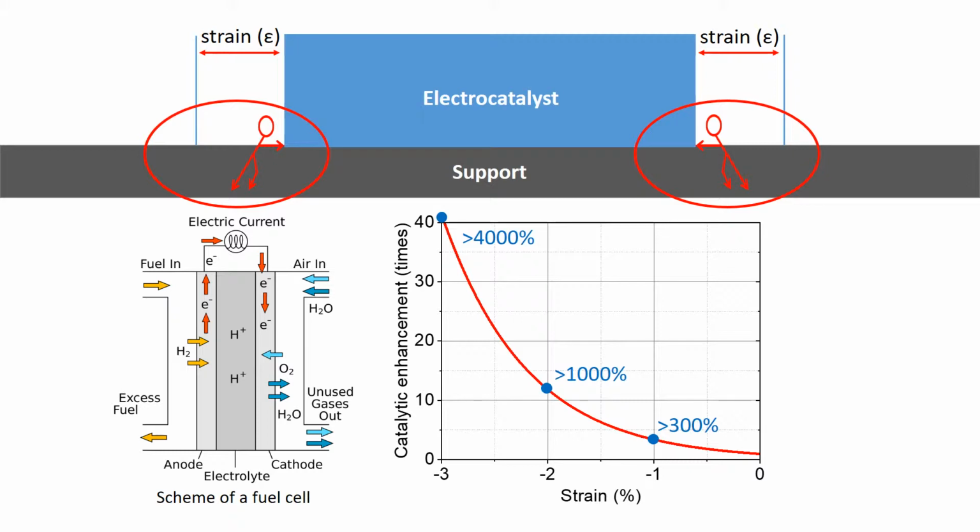But traditionally, strain is imposed by exerting external forces through catalyst-support interfaces, which may encounter many stability-related issues. This Science paper introduced a strategy to generate and tune the strain without external forces and interfaces.